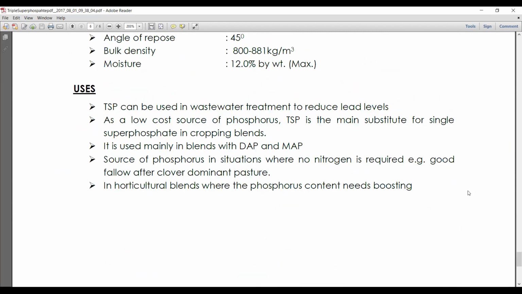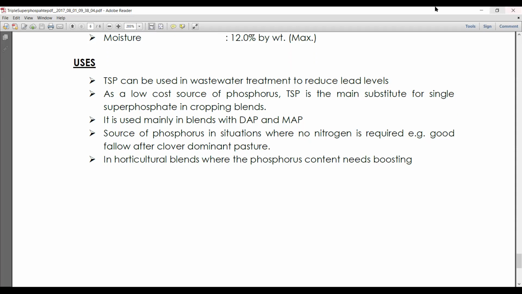Then uses of triple superphosphate. Triple superphosphate can be used in wastewater treatment to reduce lead levels, and it is a low-cost source of phosphorus. Then triple superphosphate is the main substitute for single superphosphate in cropping blends. It is used mainly in blends with DAP and MAP, diammonium phosphate and monoammonium phosphate. Okay, these are other fertilizers used. It is a source of phosphorus in situations where no nitrogen is required. Example: good fallow after clover dominant pasture. Then in horticulture blends where the phosphorus content needs boosting. So these are the applications of triple superphosphate.